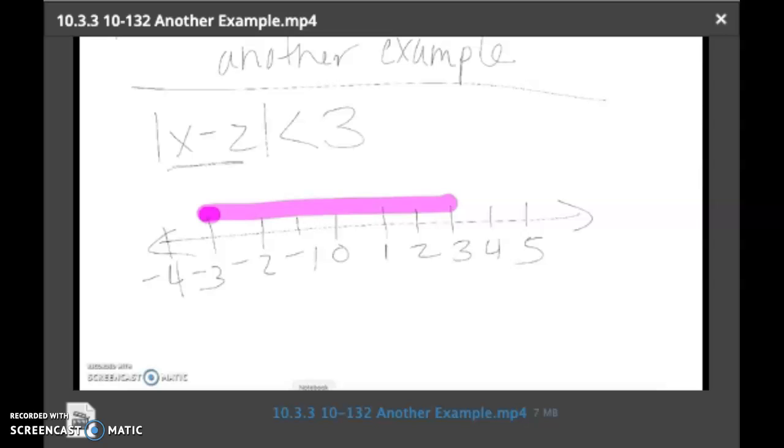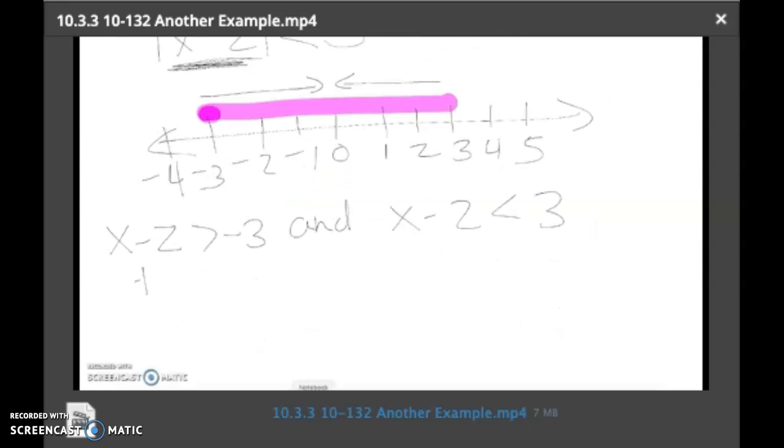So again, we take what's inside of the absolute value, so x minus 2. And now to show this side of it, I'm looking for numbers that are less than 3. All right. And to show the other side of it, so again, I take what's inside of my absolute value, and now I need to show this side of it. So I'm looking for numbers now that are greater than -3, okay? So then I'll go ahead and solve these, just like we did in the last problem.